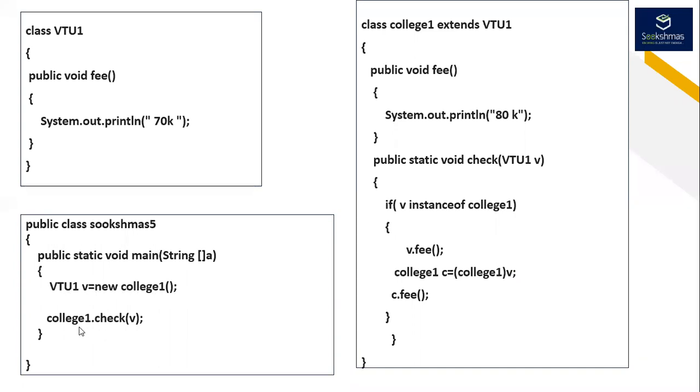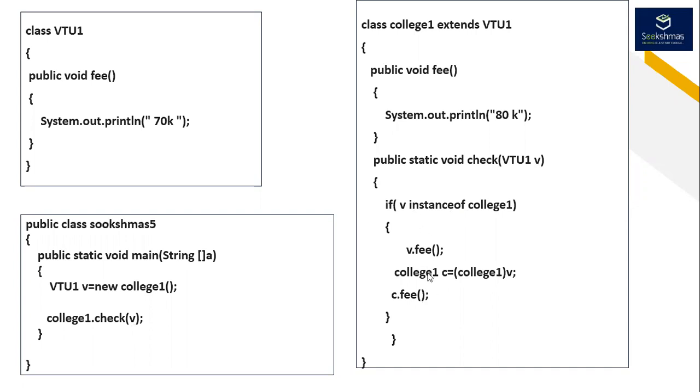Then after this, College1 class. Why? Because this is a static method I'm invoking, so that is the reason I'm taking the class name College1.check. Check is a static method here. I'm passing the parent reference v. So control reaches here, and it will receive the reference belonging to the class called VTU1. I'm just checking now whether v is an instance of College1 or not. If it is true, then it gets inside. If it is false, it never gets inside.